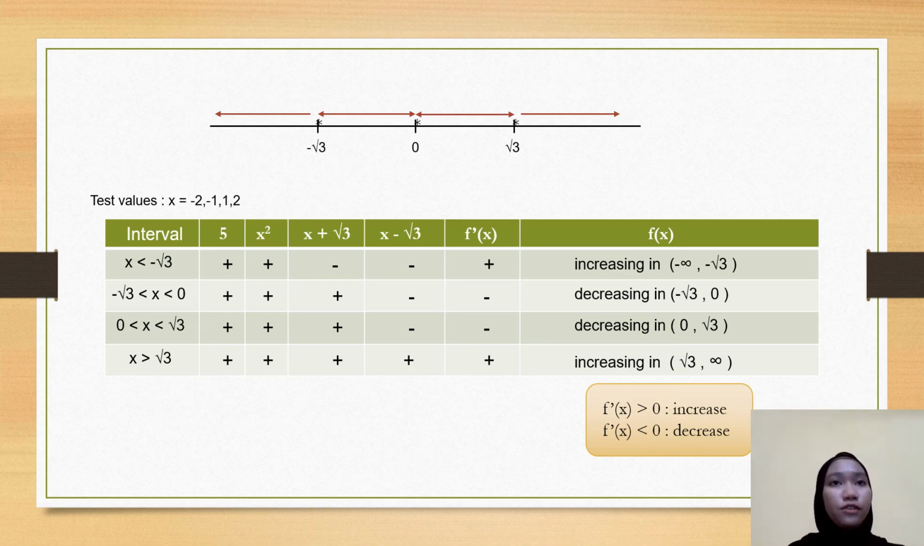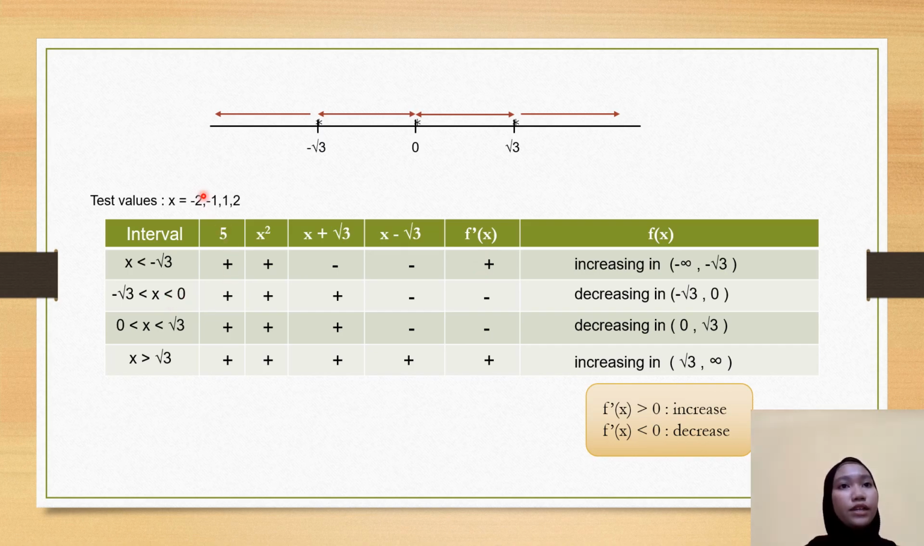Okay, from the previous slide, we already got the values of x, which are negative root 3, 0, and root 3. So here we plot the values of x on this number line so that it will be easier for us to find the intervals of x. So this is the result. I use the test values negative 2, negative 1, 1, and 2. For the first column, when we substitute negative 2, we got positive, positive, negative, negative, and for the last, f'(x), we got positive.